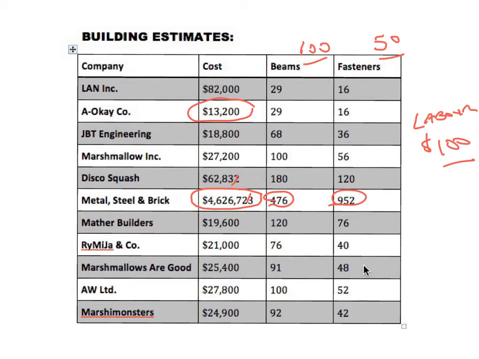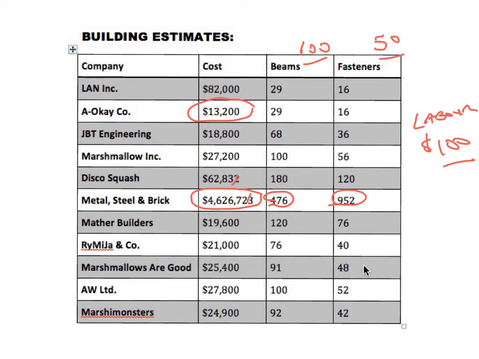So somebody didn't really check here in the Metal, Steel, and Brick Company to see if their answer actually made sense. And if you went back and looked at the picture, you could see pretty quickly that we're not going to be anywhere near 476 toothpicks to build our tower. So it's something lower than that.